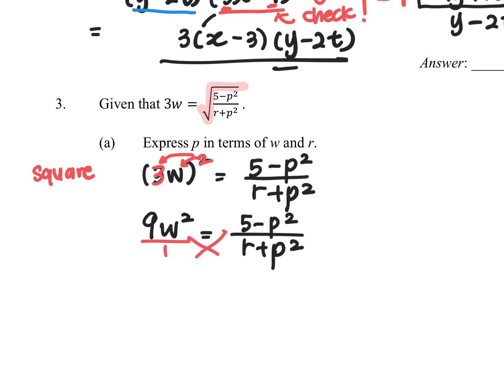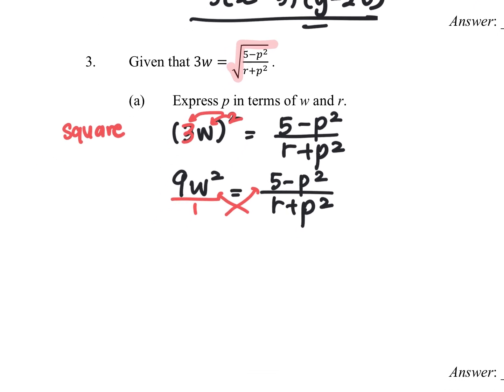So after I square already, I'm going to get rid of my denominator. I cross, multiply. Remember, denominator go up and across. Okay, denominator goes up and across. So in this case, this is 9w square with r plus p square. And the other side is 5 minus p square. Now, remember our objective for our question, we want a letter p.